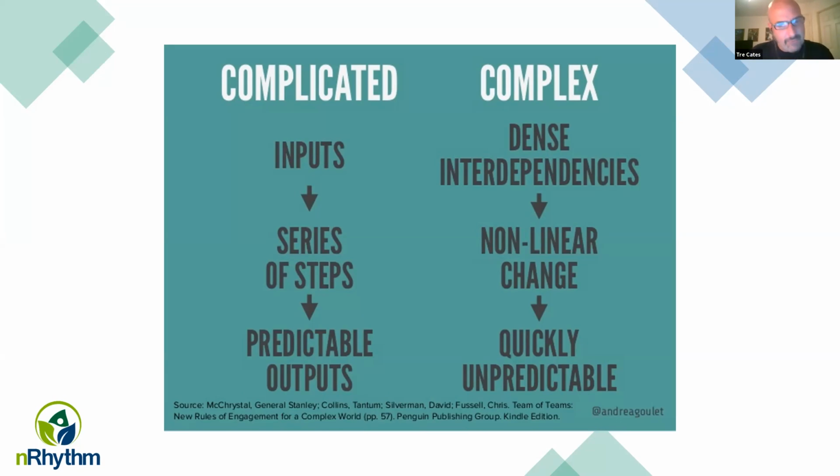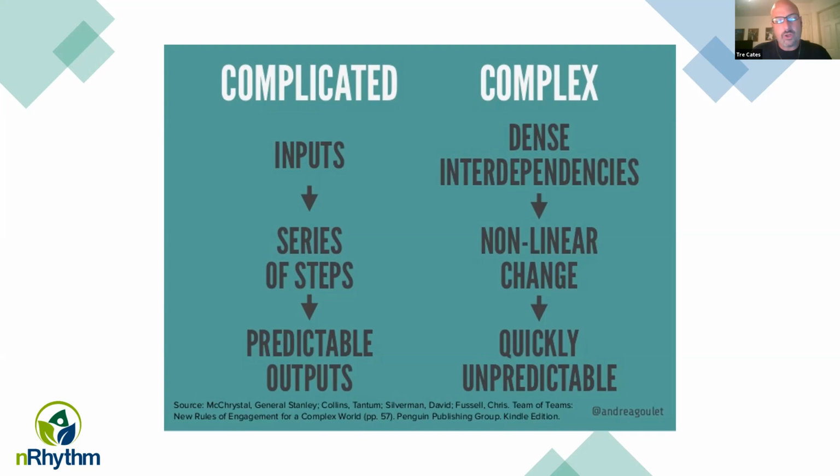But when we talk about complexity, which is social systems and natural systems like our ecological centers around the world, our natural environments, they're not predictable inputs. They're dense interdependencies, nonlinear change, and then we get to a place where it's quickly unpredictable. And with that kind of situation, it then requires a completely different design.